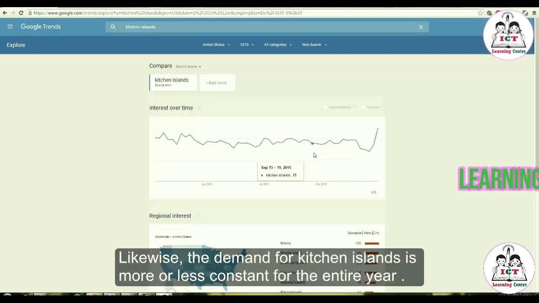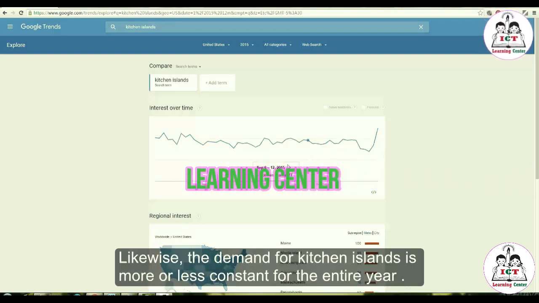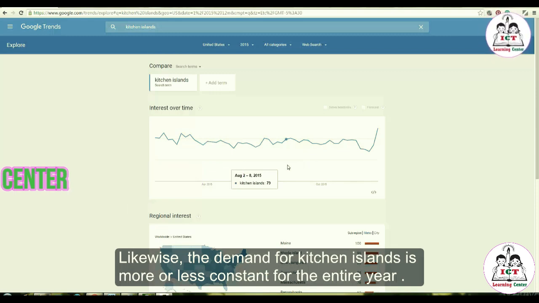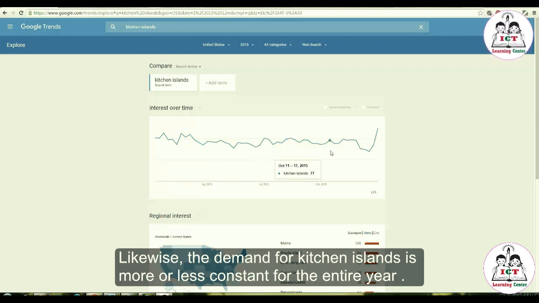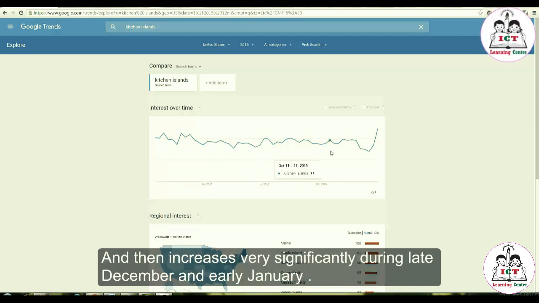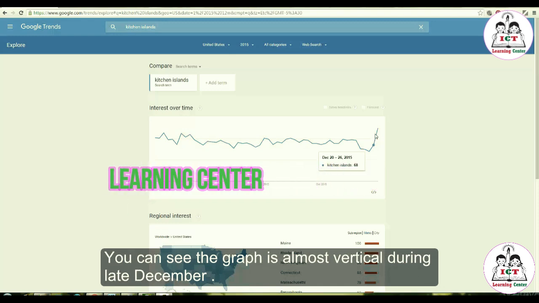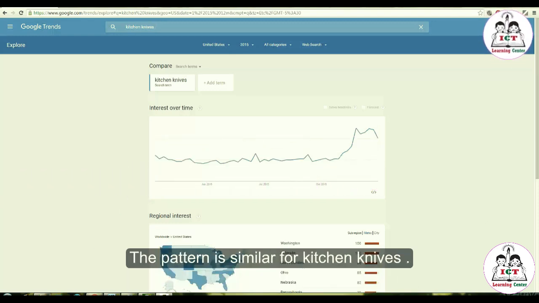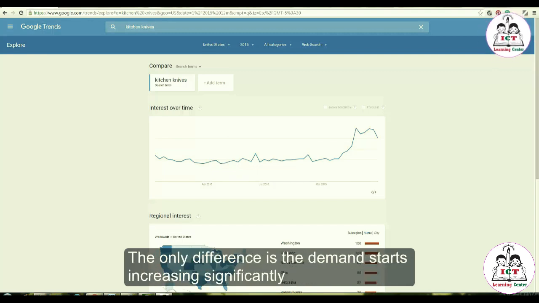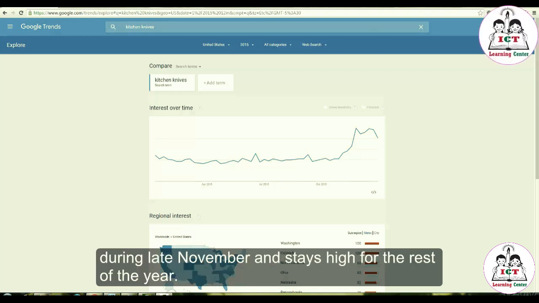Likewise, the demand for kitchen islands is more or less constant for the entire year and then increases very significantly during late December and early January. You can see the graph is almost vertical during late December. The pattern is similar for kitchen knives. The only difference is demand starts increasing significantly in late November and stays high for the rest of the year.